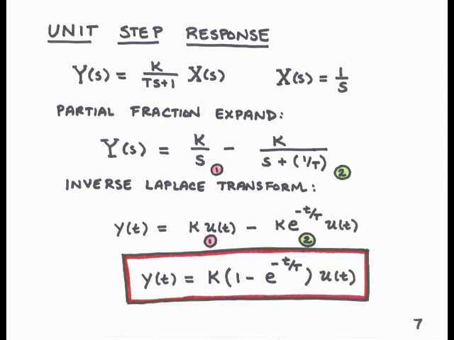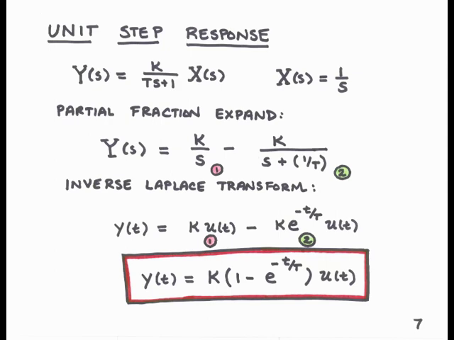We can write those together in the form shown at the bottom of the page, and this is the generic response of a first-order system to a unit step. y(t) equals K times the quantity 1 minus e to the minus t over capital T, times u(t). And there's a few things to note about this.